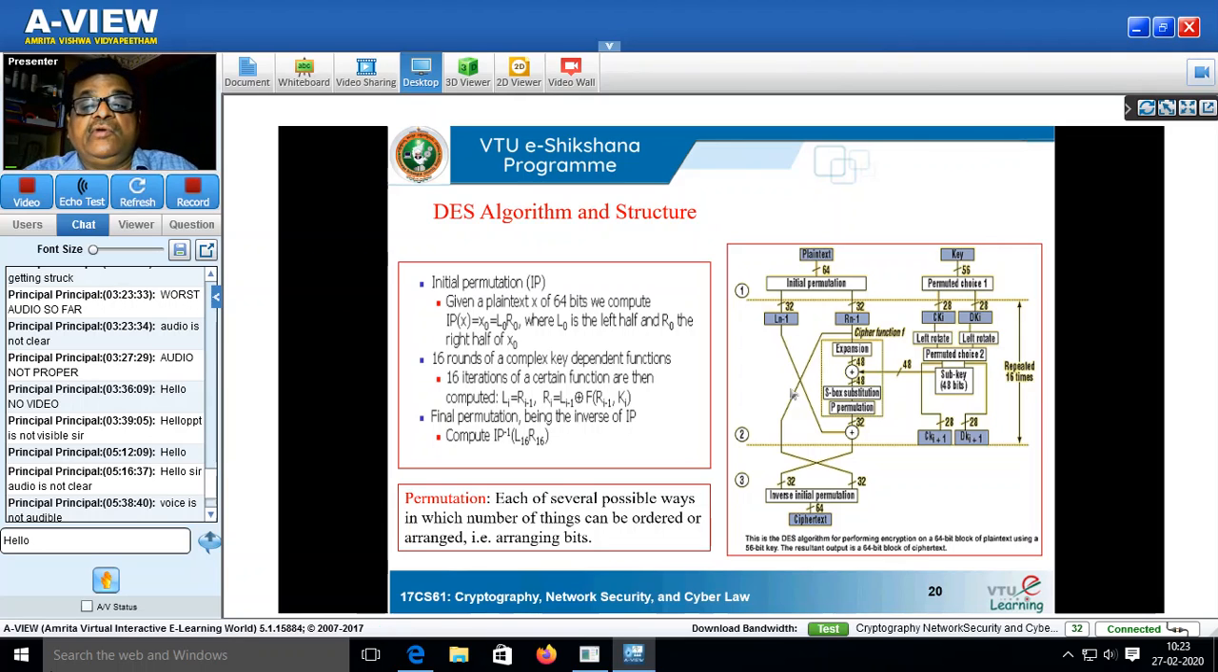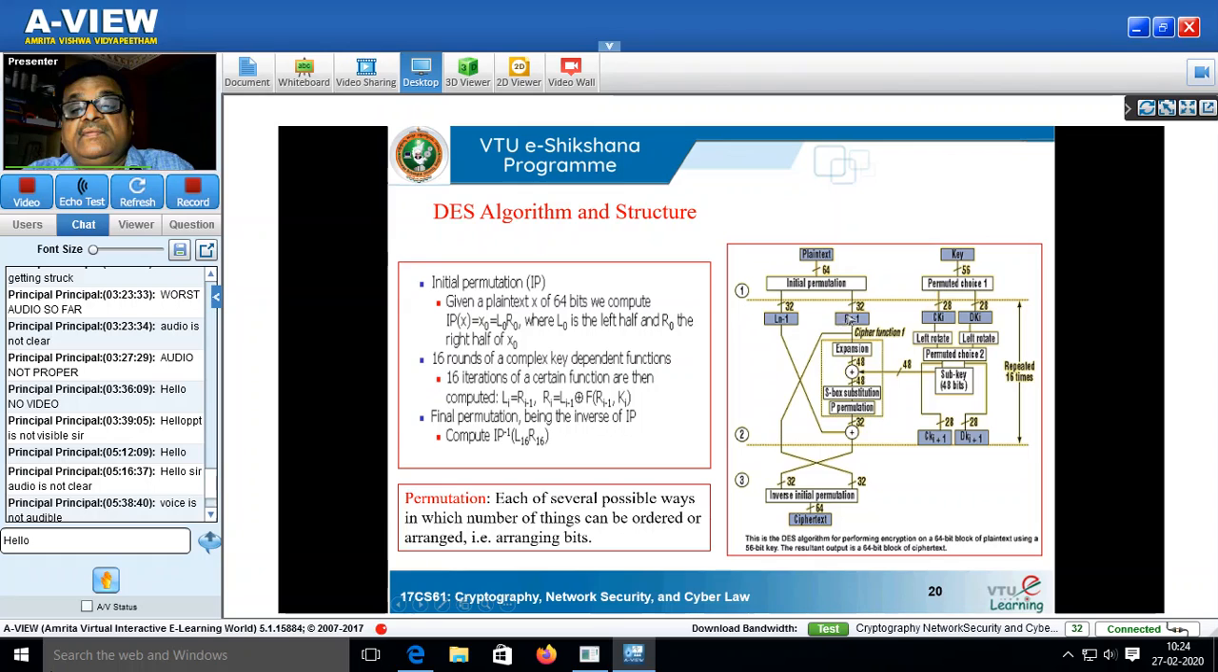So how are we going to do it? The original block from the plain text, we split. We pick up block 1, which has 64 bits. Making use of the initial permutation, this 64-bit block is split into a left side of 32 bits and a right side of 32 bits, which combined together is 64.